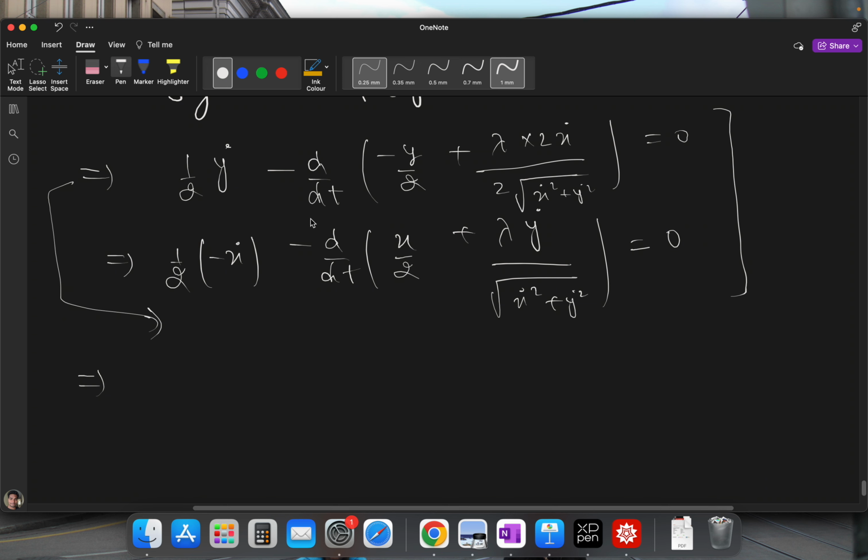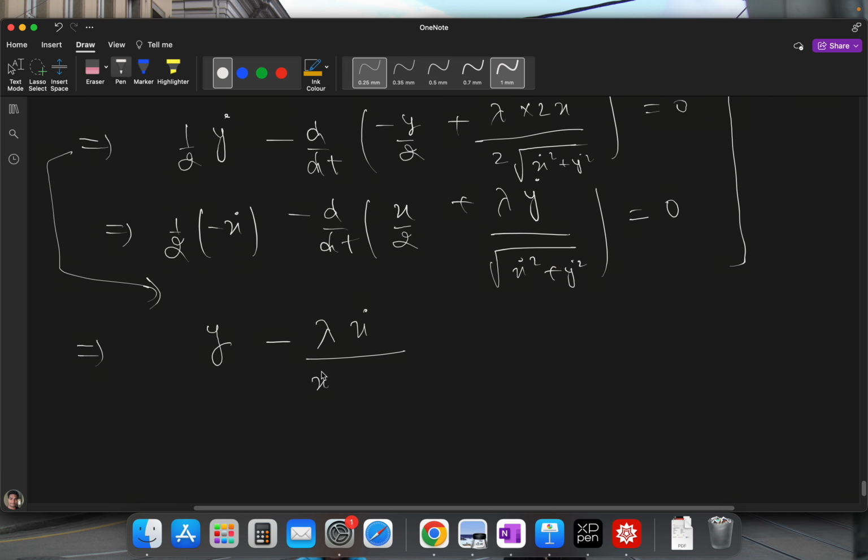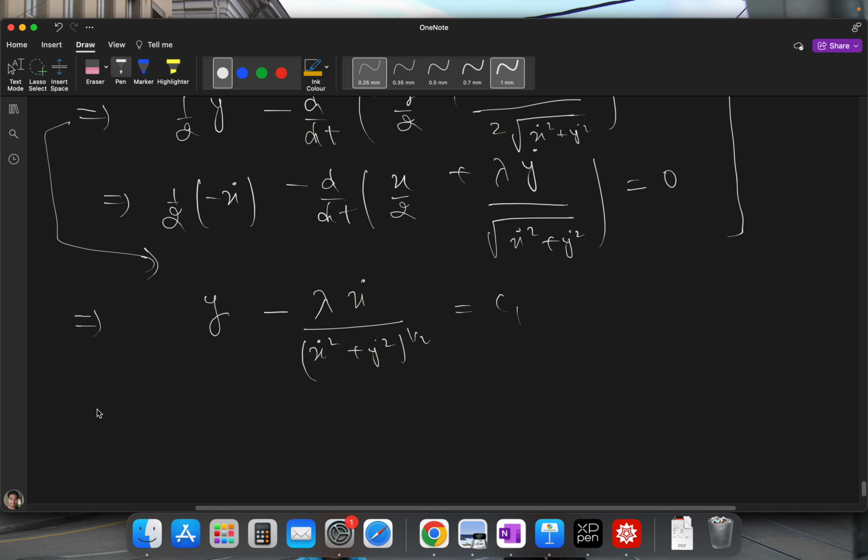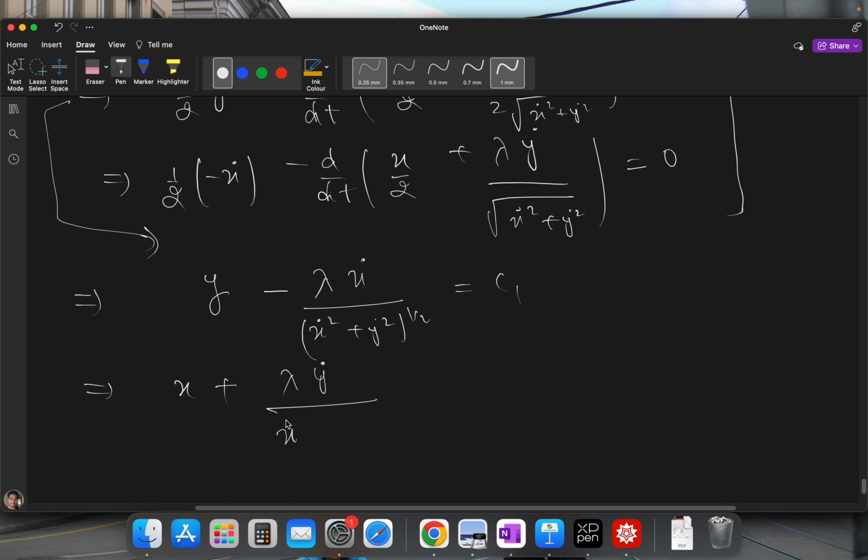So from this equation, you will see y minus lambda x dot divided by (x dot square plus y dot square) raised to the power 1 by 2 equals c1. You can see when you integrate, it will become y, and this will become this. And similarly, when you integrate this one, you will get x plus lambda y dot divided by (x dot square plus y dot square) to the power 1 by 2 equals c2.